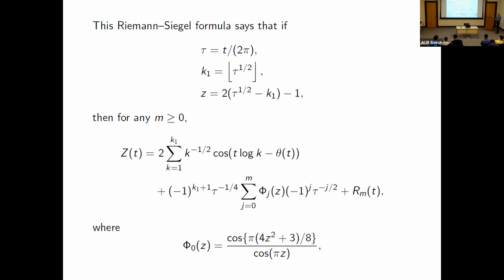And then you have correction terms. These correction terms are very hard to derive. The first one, corresponding to j equal to 0, is given by this function. And then you can take more of these. And then you have a remainder term R sub m of t. So there are formulas for the higher correction terms. They are given in terms of derivatives of phi sub 0.